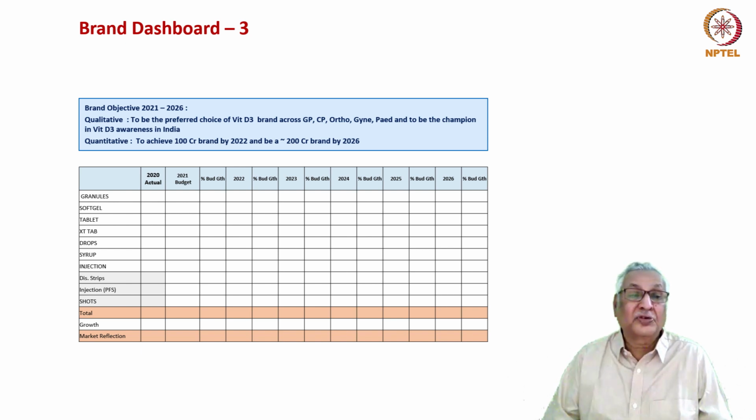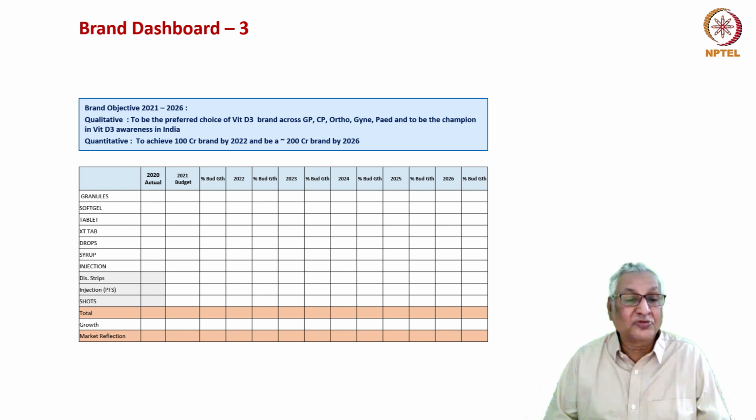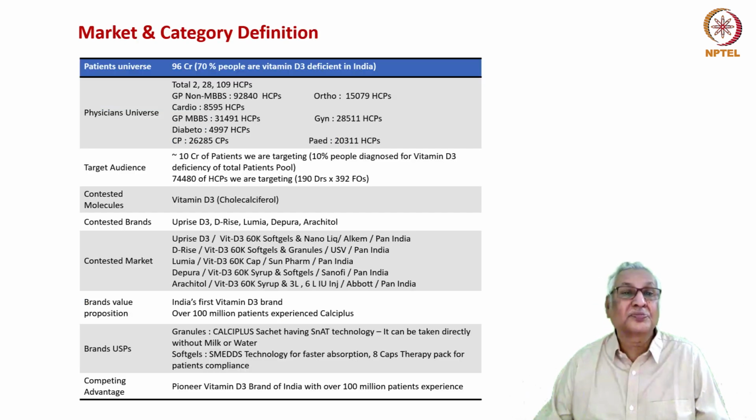In this case, we have the product provided as granules, soft gels, tablets, high strength tablet, drops, syrup, injection in pre-filled syringe form, injection through vial, then dispersible strips, shots, and therefore the total is captured, growth is captured, and market reflection is also captured.